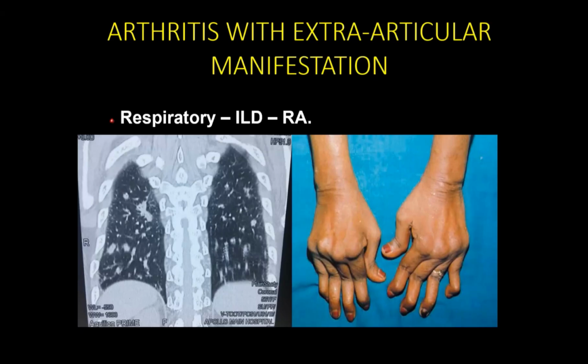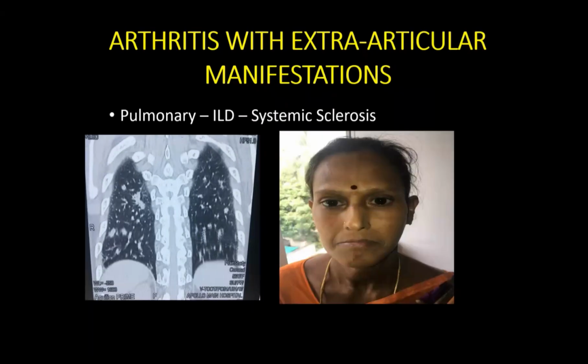So it is interstitial lung disease. Interstitial lung disease occurs in rheumatoid arthritis. Number two, it occurs in systemic sclerosis. See, this patient has got typically a pinched up nose, and then you see the lips are pursed, and this is characteristic scleroderma or progressive systemic sclerosis with CT evidence of interstitial lung disease. That's important.